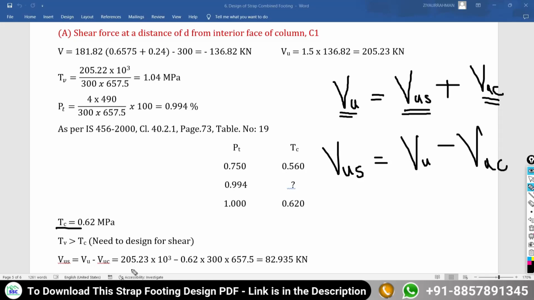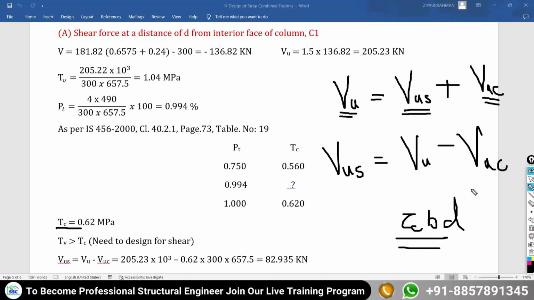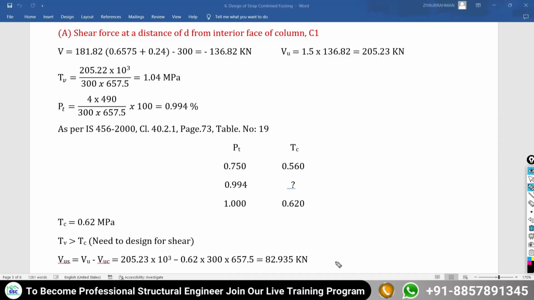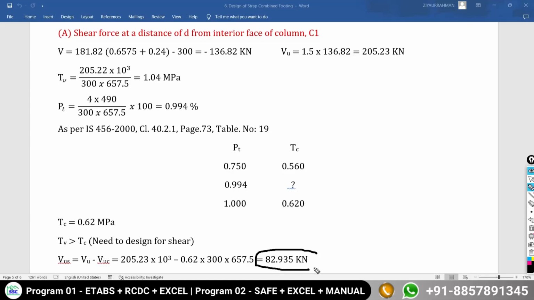So how much is VU? VU is 205.23, minus VUC, which is tau c B into D. This is the formula for the shear resisting capacity of your beam section. So we have 0.62 multiplied by width 300 and depth 567.5. The resultant shear force we get is 82.935 kilonewton. For this much shear force, we have to provide the shear reinforcement.